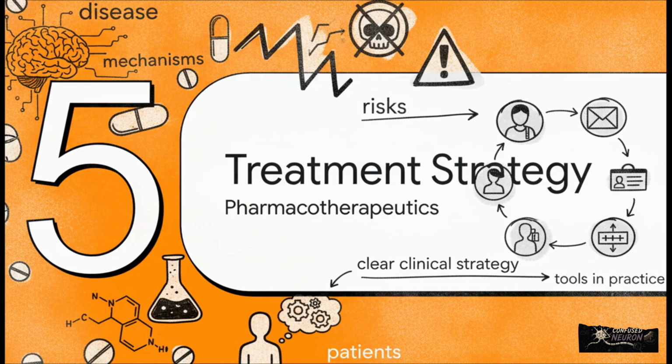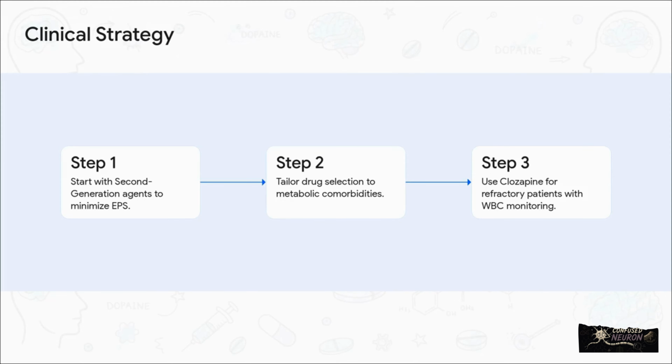Okay, we've covered the disease, the drugs, and the risks. Let's synthesize all of this dense pharmacology into a crystal-clear clinical strategy for our patients. Your treatment algorithm is actually pretty straightforward. Step 1, start with atypical second-generation agents as your first-line therapy. This protects the patient's motor function from those brutal EPS side effects right out of the gate.